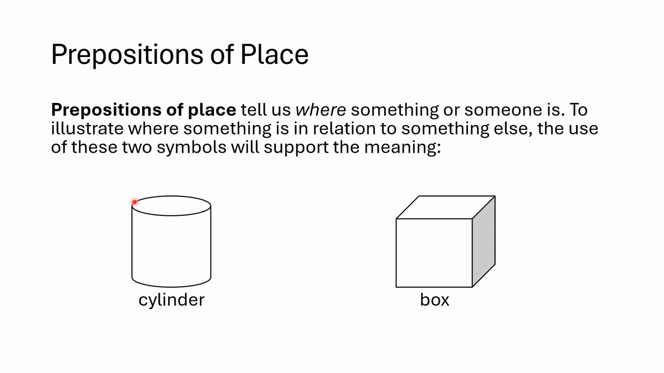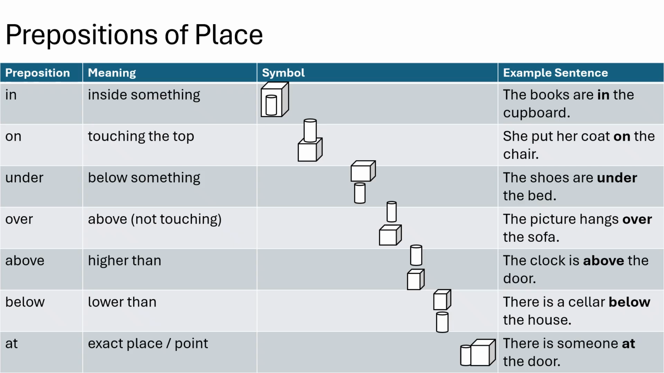Prepositions of place tell us where something or someone is. To illustrate where something is in relation to something else, the use of these two symbols will support the meaning. This is a cylinder. This is a box. Here are some common prepositions of place. These are the prepositions, these are the meanings, these are the symbols, and these are the example sentences.